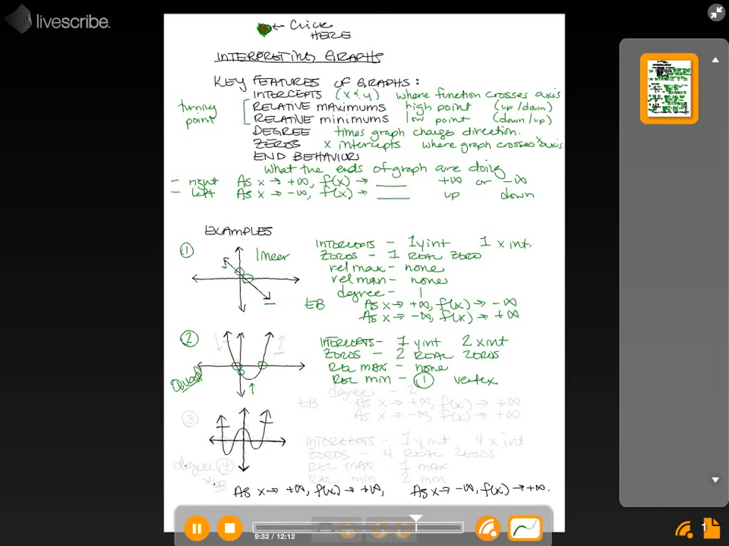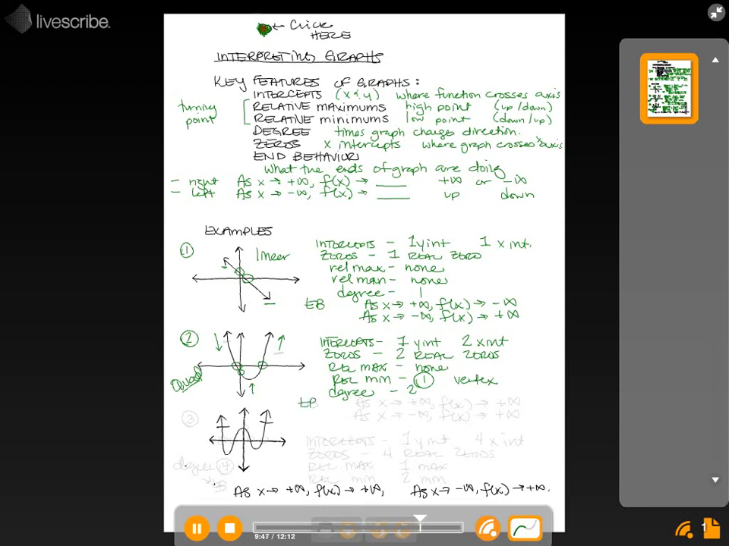Something else to remember. The degree here is how many times it changes direction. So if we're looking, it starts going down and then it goes up, well, that changes direction twice. So the degree here is 2.